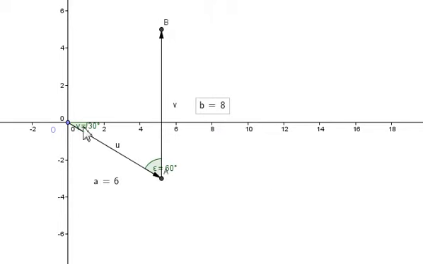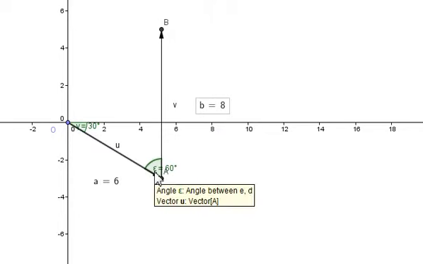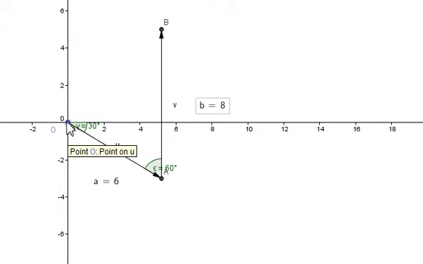Now we can calculate the angle epsilon here, because this triangle OAC, let's label it with the letter C, is a right-angled triangle. So angle epsilon is 90 degrees minus 30, which is 60 degrees.